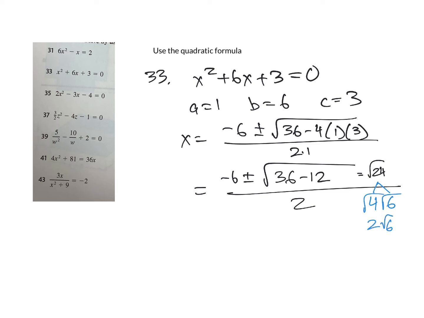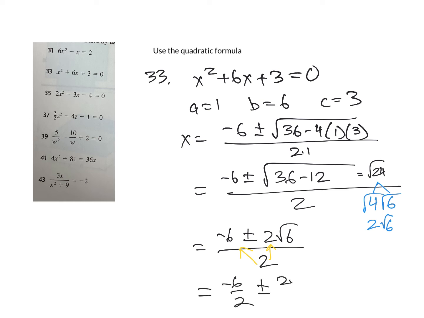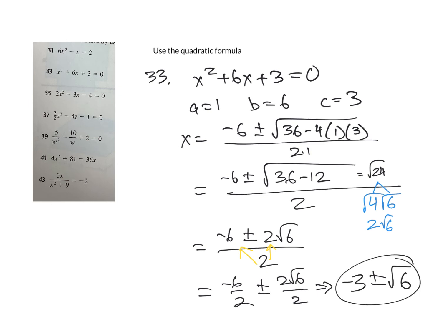So here's what you have. Negative 6 plus or minus 2 square root of 6 all over 2. And now the 2 will go underneath both of those. And we'll have negative 6 over 2, I'll just write it out first, plus or minus 2 square root of 6 over 2. All right, so we can simplify all that. That's negative 3 plus or minus the square root of 6. That should be your final answer. All right, 35.